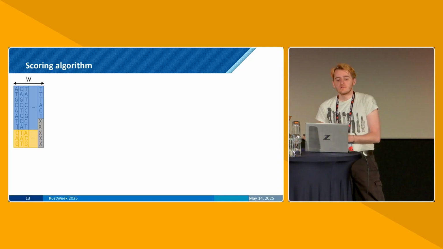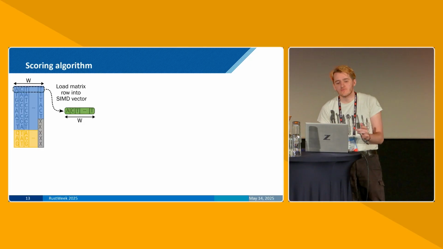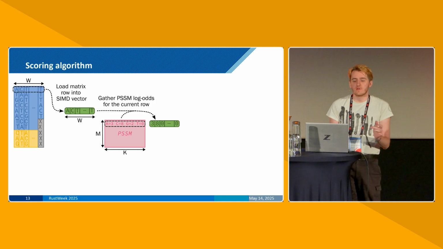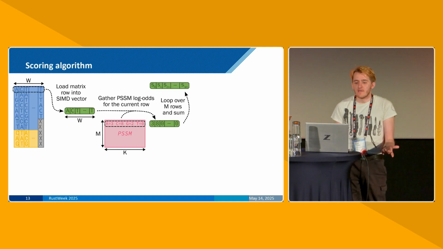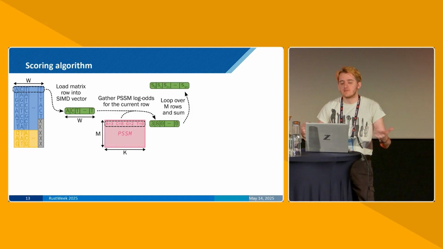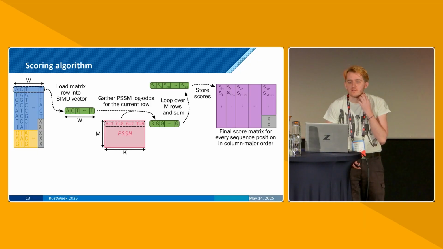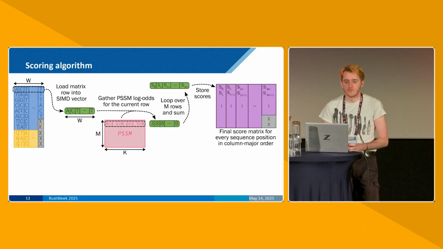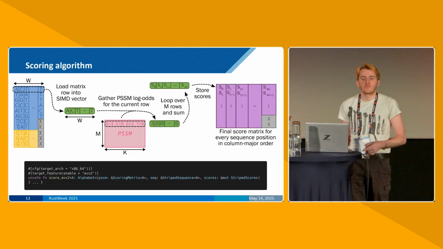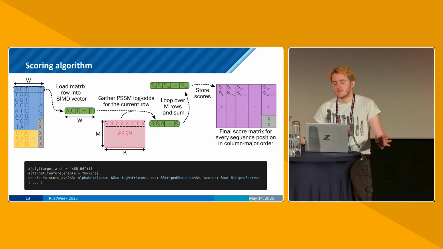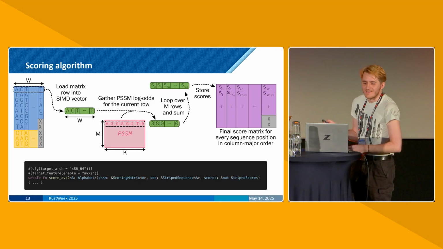And then to score, what we can do is that now we can load an entire row of our matrix, and we can use our gather instructions to get multiple scores. And then we can compute scores for multiple positions at the same time. And in the end, we also get our final score matrix in a column major order matrix. That goes into there. I'm not showing the code. If you know SIMD, it looks exactly the way you assume. If you don't know, then you better don't look at it.